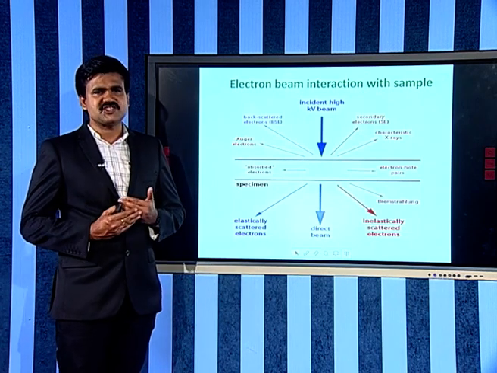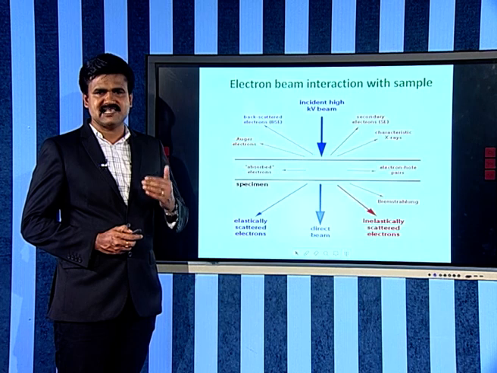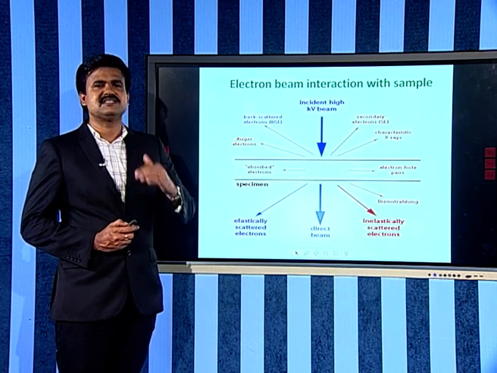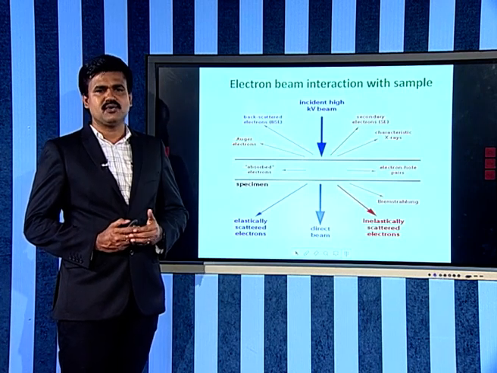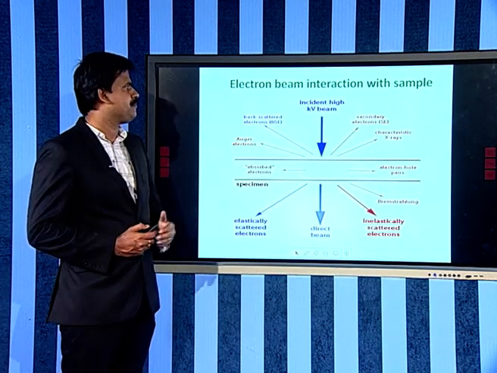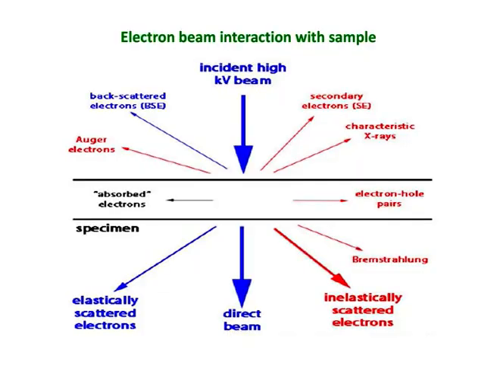Regarding the interaction of electron beam with a sample, several things may occur. This we already learned. For the sake of convenience, let us go through the interaction of electron beam with the sample. The incident beam of high energy electrons, when interacting with the sample, produces some secondary electrons, characteristic X-rays, backscattered electrons, and Auger electrons, and some electrons may be transmitted through the sample. The transmitted electrons are probed by the transmission electron microscope.